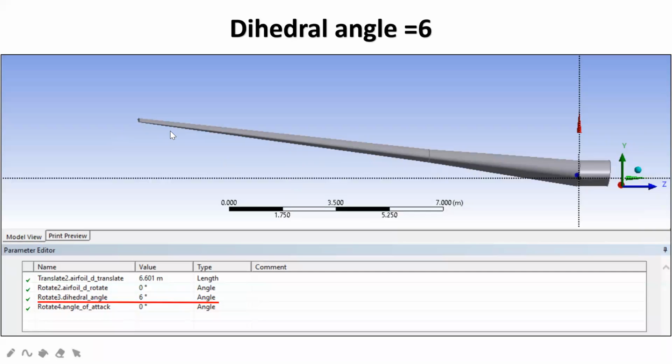So the dihedral angle is the upward angle from horizontal to wing. You can see that from horizontal to wing. It increases the lateral stability in bank by causing the lower wing to fly at a higher angle of attack than the higher wing. Basically, it's the angle between two planes. Here we keep it as 6°. Now you can see the difference.